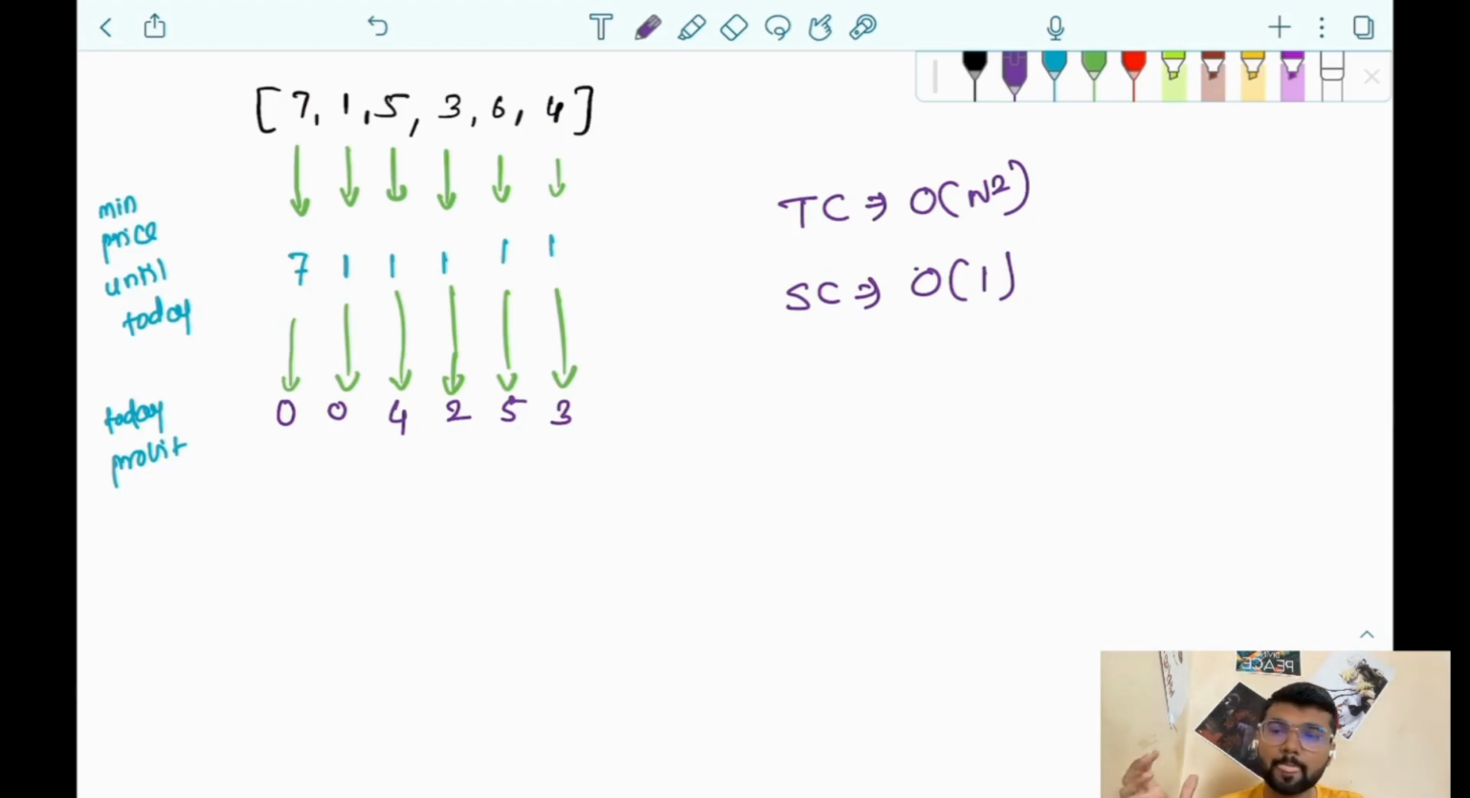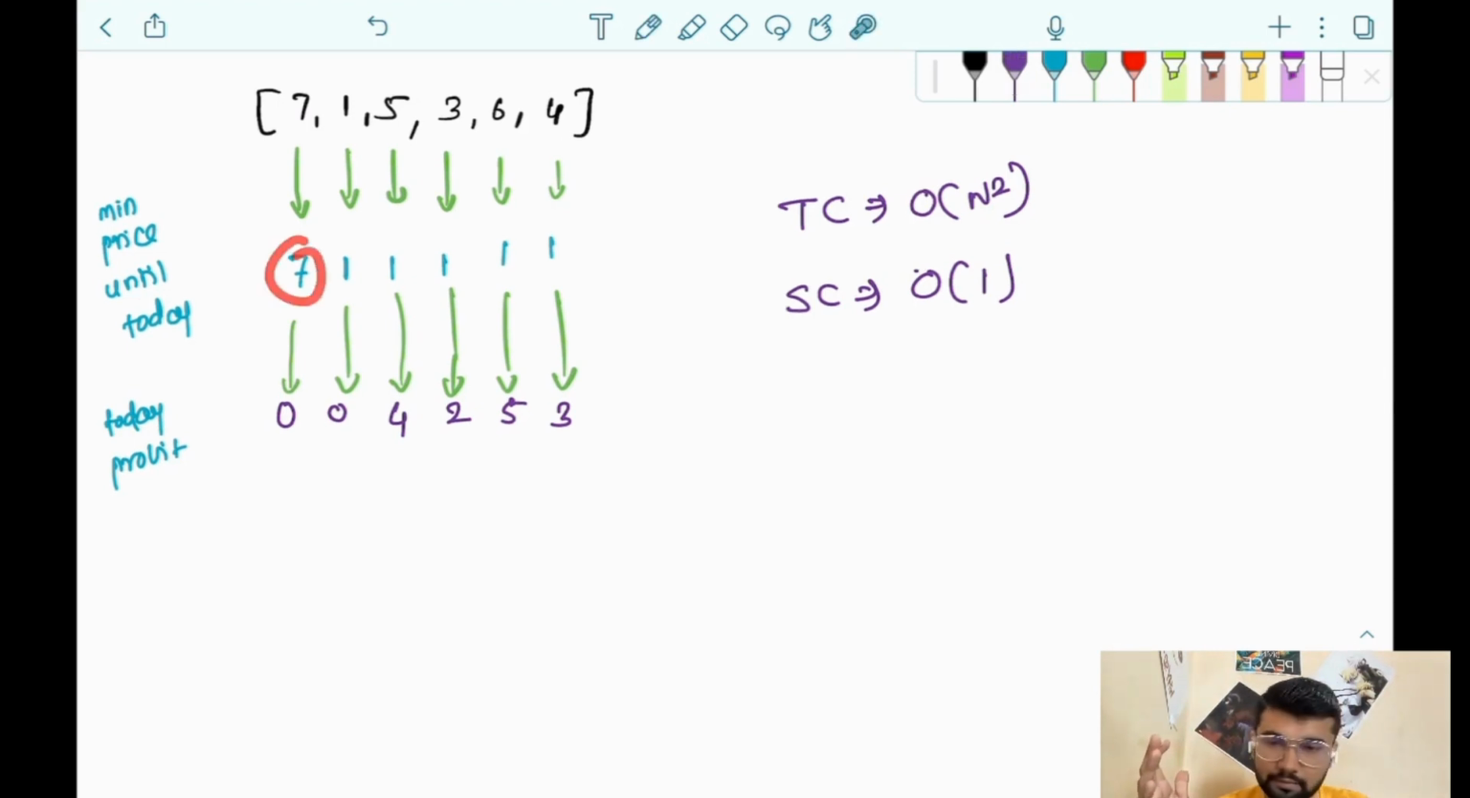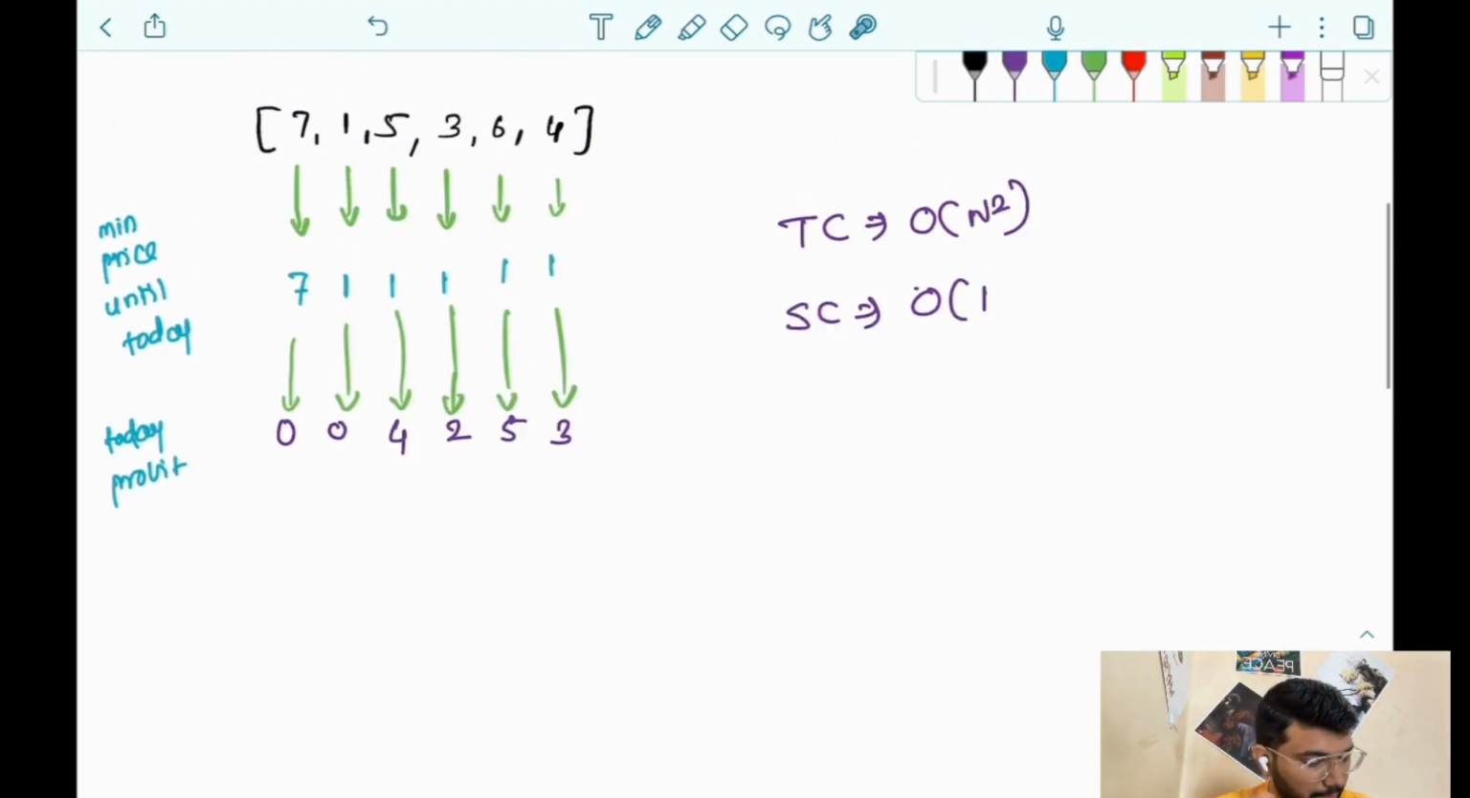Basically, what we have to do is just carry forward the minimum until today. So in this case, minimum until today is 7. Again, on the next day, the minimum until today is 1, and we have to carry that minimum until today for all the numbers. So let me show you. Let me copy this.